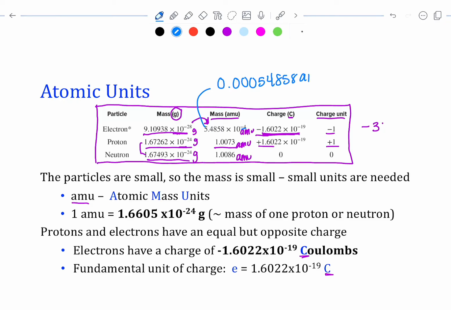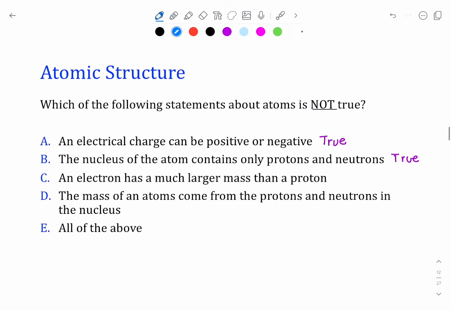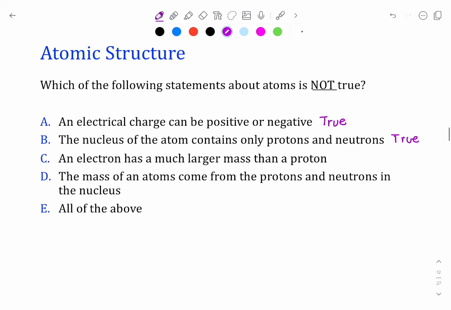So we would have 0.0005485 AMUs. And if we compare that to the mass of one proton, it's 1.0073 AMUs. So we can see that the mass of the proton is much greater than the mass of the electron. Therefore, this statement, statement C, is false.